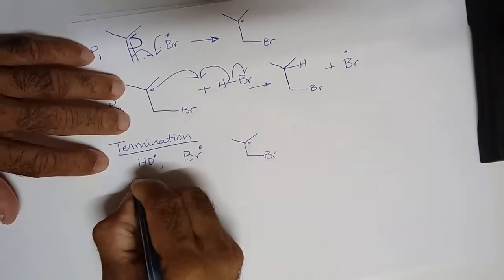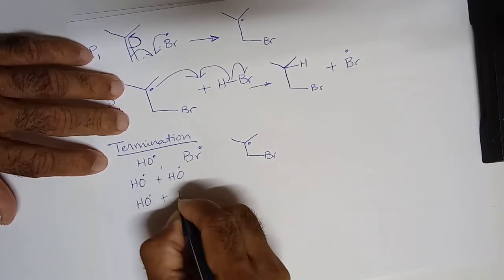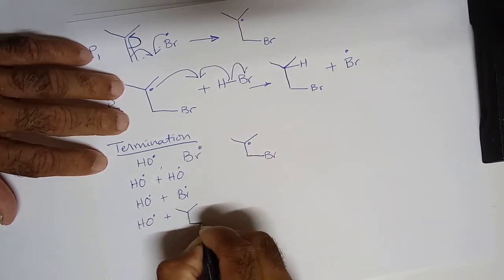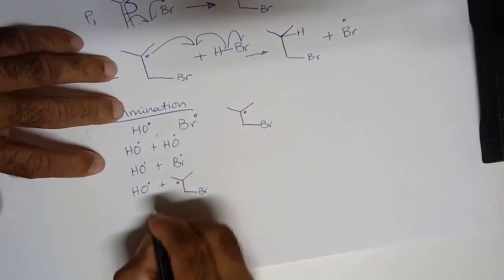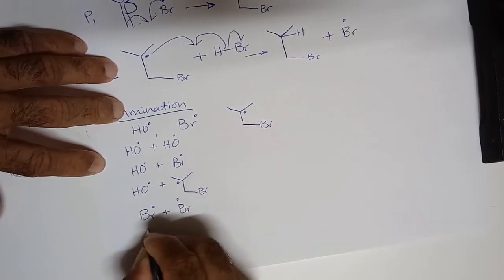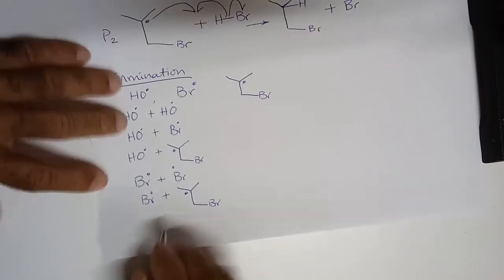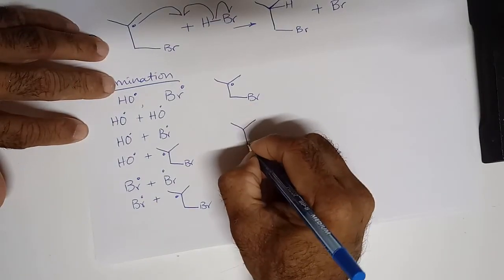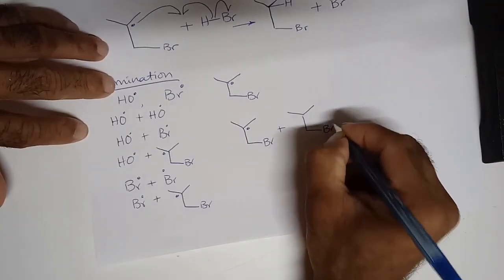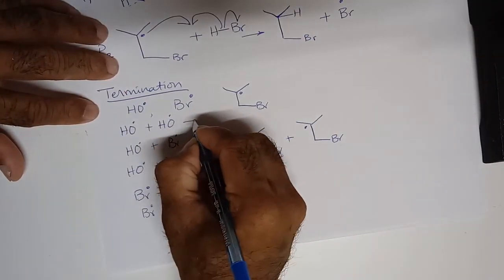What are the 6 choices? HO dot with HO dot, HO dot with Br dot, HO dot with that dot, and then Br dot can react with Br dot, Br dot can react with that, and then lastly that reacts with another that, right? So these are the 6 possible termination processes.